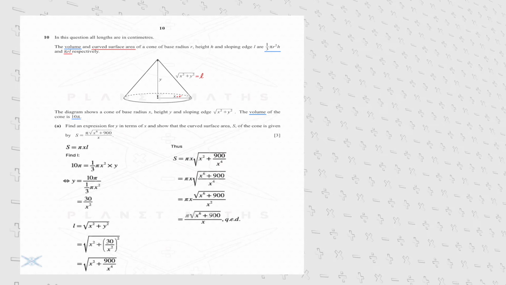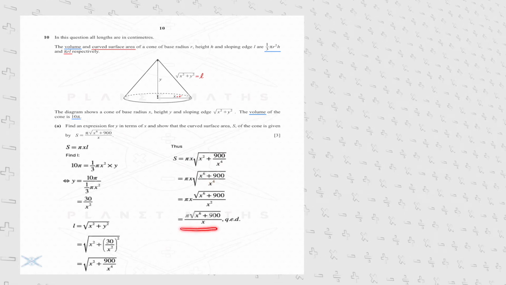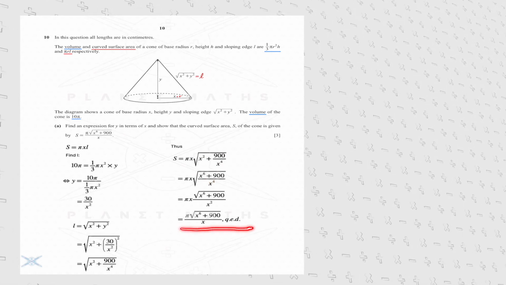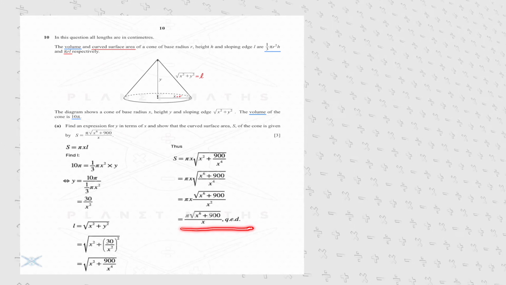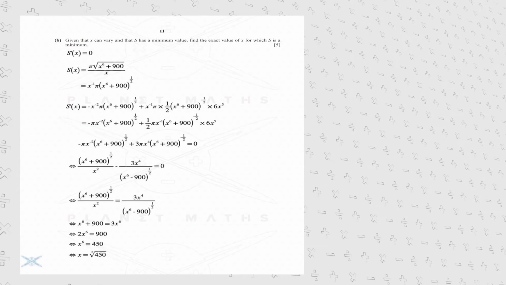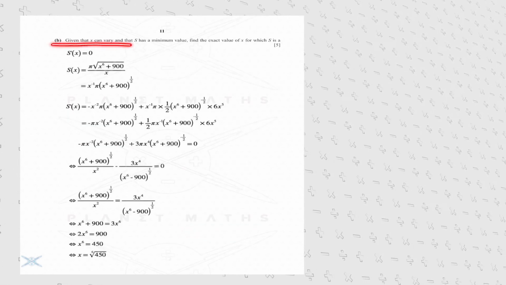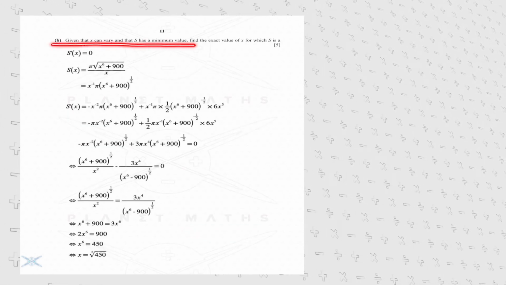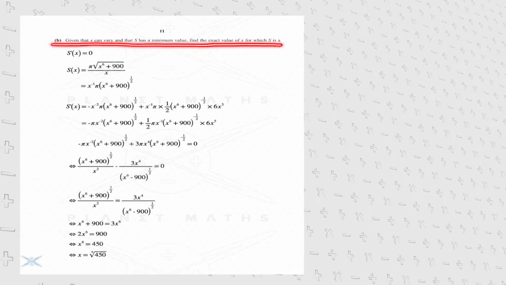Thereafter we can take the square root of the denominator, and after consolidation we have shown that the surface area is indeed represented by the expression as stated at the outset of this exercise. Part B states that it is given that x can vary and that S has a minimum value. We should find the exact value of x for which S is a minimum.